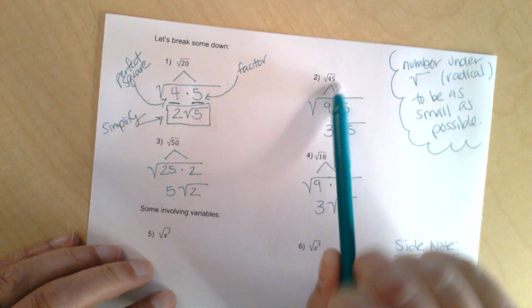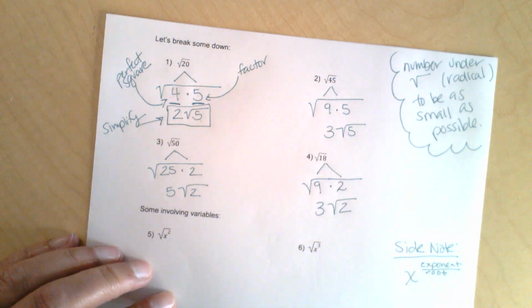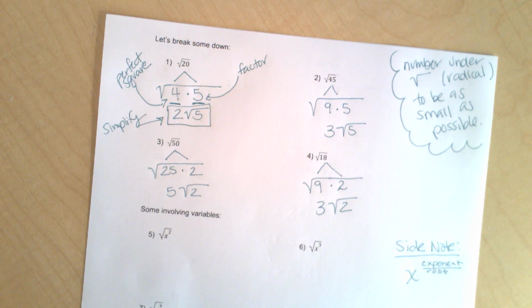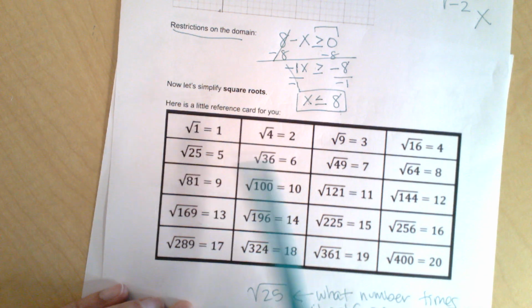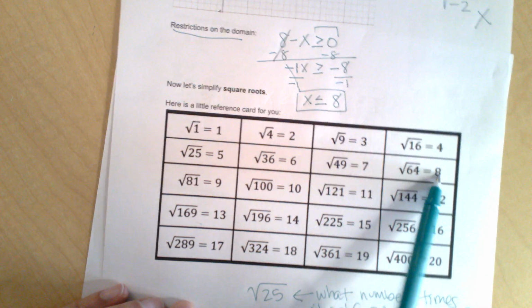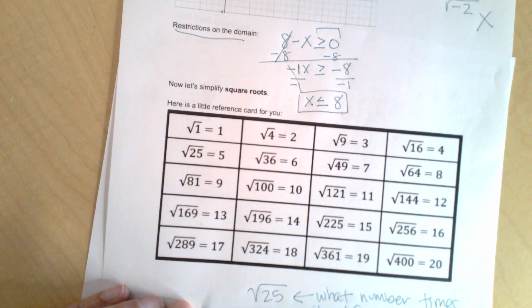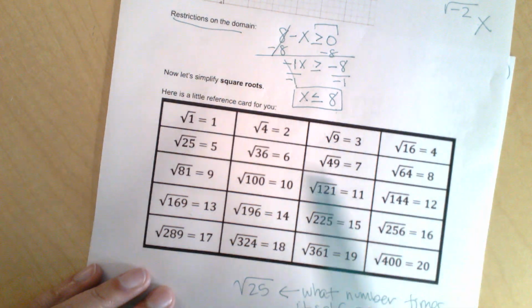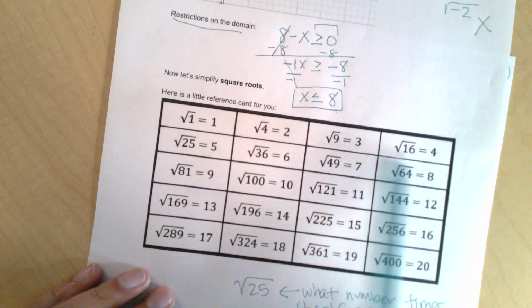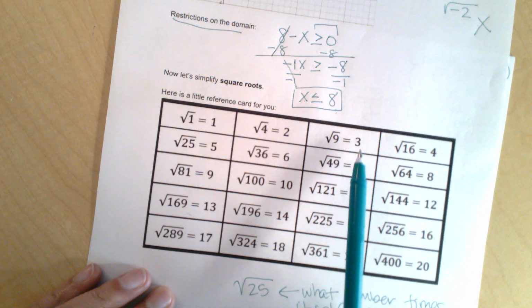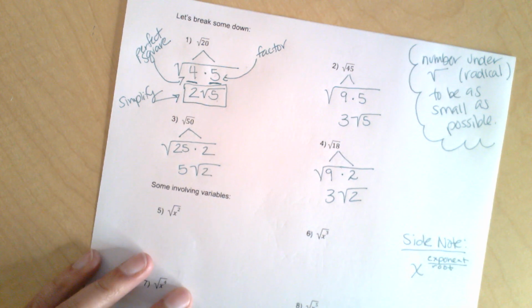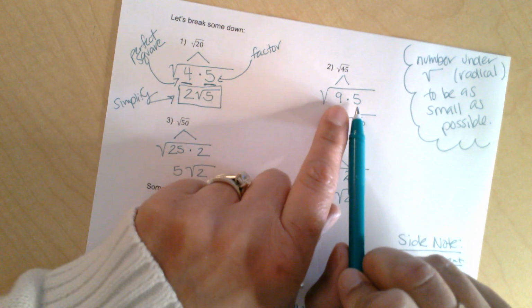Okay, 45. Now 45, again, is not a perfect square, so let's bring our perfect squares back out. Okay, so we have square root of 25, 36, 49. We do not have the square root of 45. But what perfect square can we divide 45 by? And hopefully we see, wait, we can divide 45 by 9. And 9 is a perfect square. And so that's what I did.